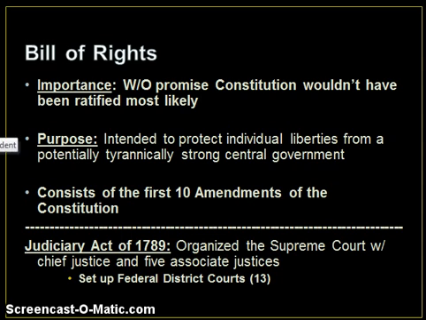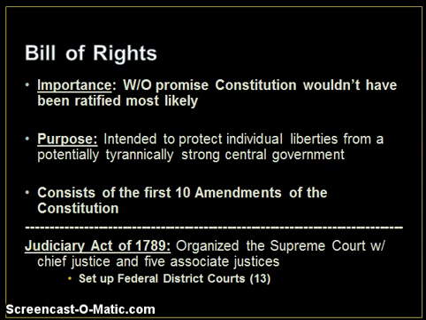So we know the purpose of the Bill of Rights is to protect those individual liberties which we had just fought the Revolutionary War for. Liberties like freedom of speech, freedom of religion, freedom of press, liberties like that we hold dear. The Anti-Federalists wanted them down in writing because they felt if they weren't in writing, the government, a tyrannical, strong central government, could strip the people of those liberties.